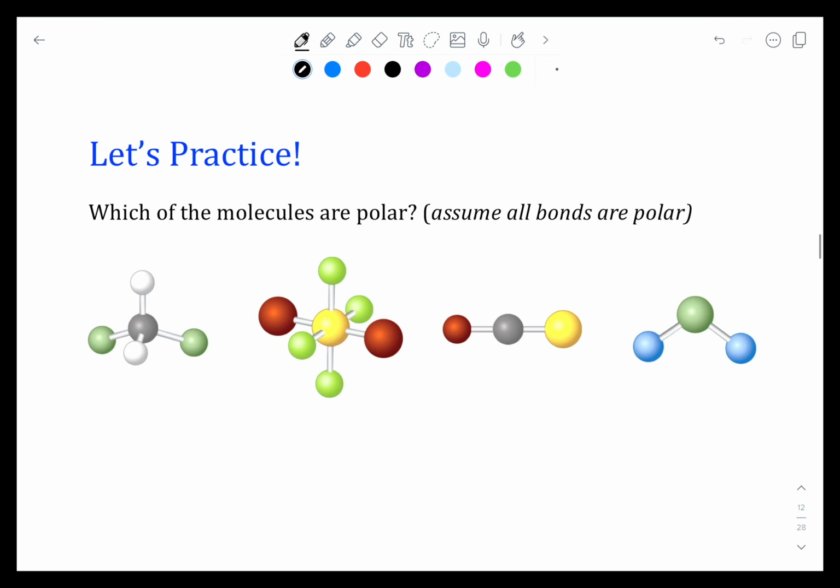Let's do a little bit more practice. So this is so that we can start to visualize our individual molecules and how things are being pulled. Is it symmetric? Is it non-symmetric? Things like that. So which of these molecules are polar? And you should assume that all of these bonds are polar. Okay, so take a second and pause the video. Think about this problem. Think about which ones are going to be polar or non-polar and why.